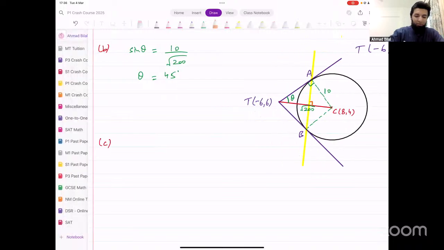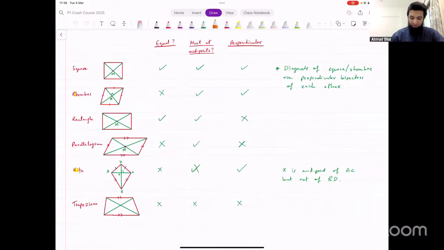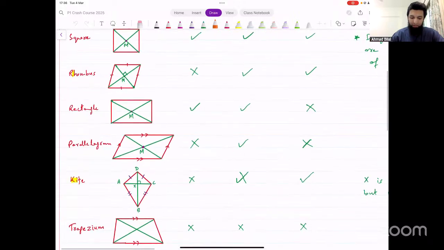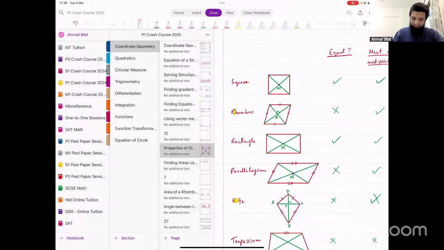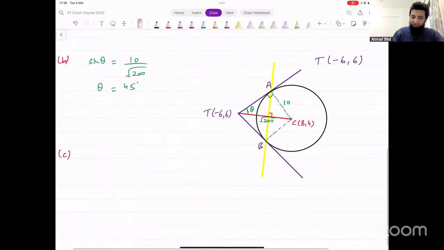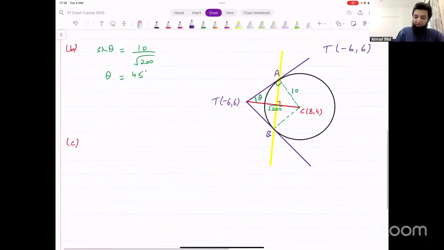We've done this property before in coordinate geometry. Diagonals of a kite, they are perpendicular to each other. So that means we have a right angle here. So if we can find the gradient of CT, we can just take the negative reciprocal of that, and that will give us the gradient of AB. So that's one thing sorted.